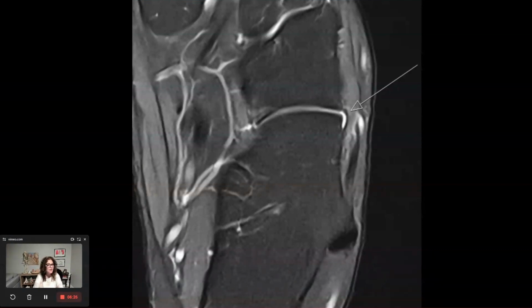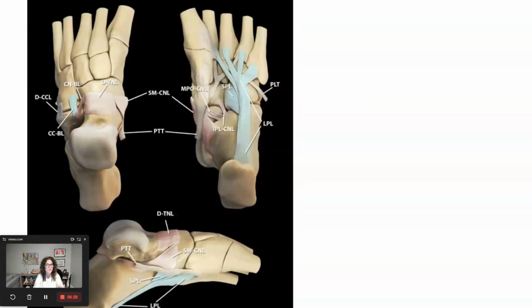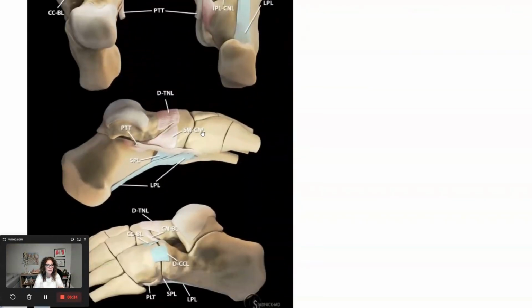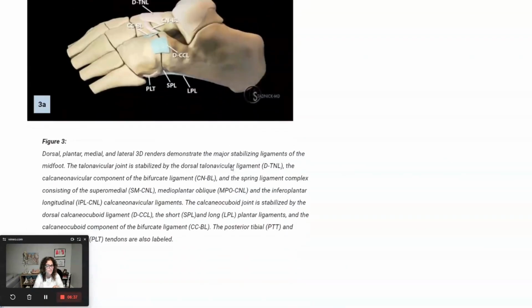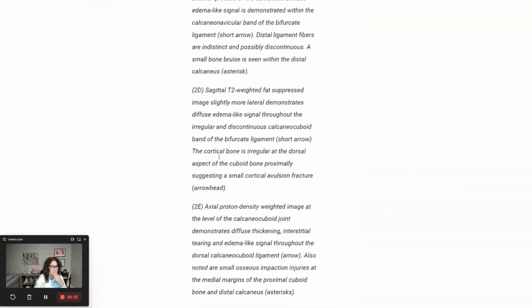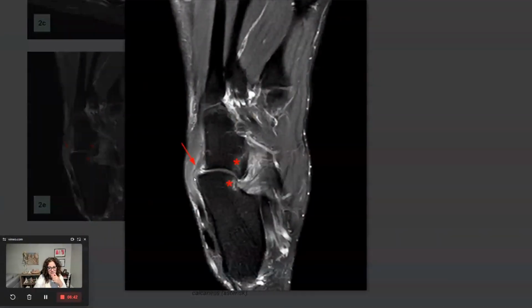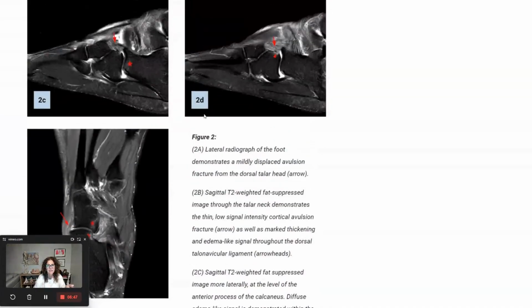So that's what they cover in this tutorial, and I just wanted to make sure that we understood in RadPod Squad what those ligaments were. And we'll take a look at the spring ligament in other tutorials, and the short plantar and long plantar in other tutorials. Just to go through some of the examples that are here, what we're seeing here is sprain of our dorsal calcaneocuboid ligament. Let's see what we've got here.